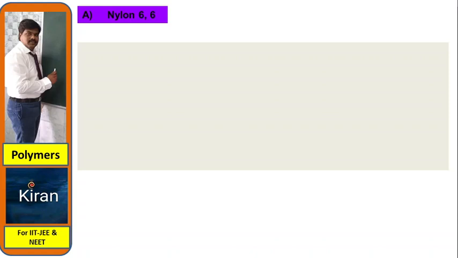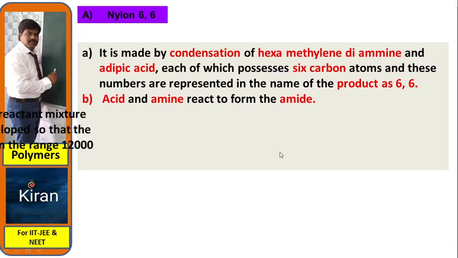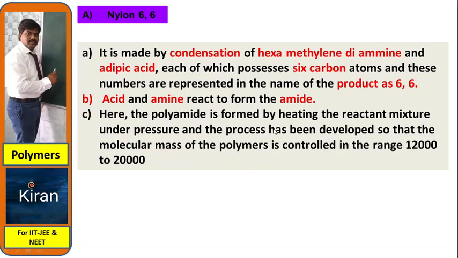We will see the preparation example for polyamides. Polyamides come under condensation polymers. A polyamide example is nylon 66. It is made by condensation of hexamethylene diamine and adipic acid, each of which possesses 6 carbon atoms, and these numbers are represented in the name of the product as 66. Acid and amine react to form amide. The polyamide is formed by heating the reactant mixture under pressure, and the process has been developed so that the molecular mass of the polymer is controlled in the range of 12,000 to 20,000.